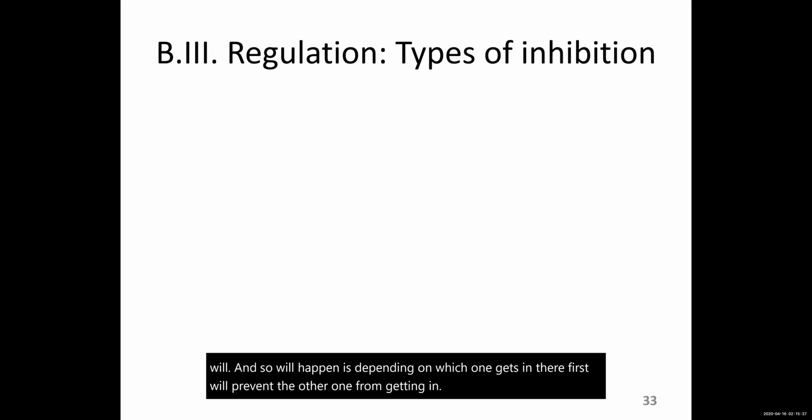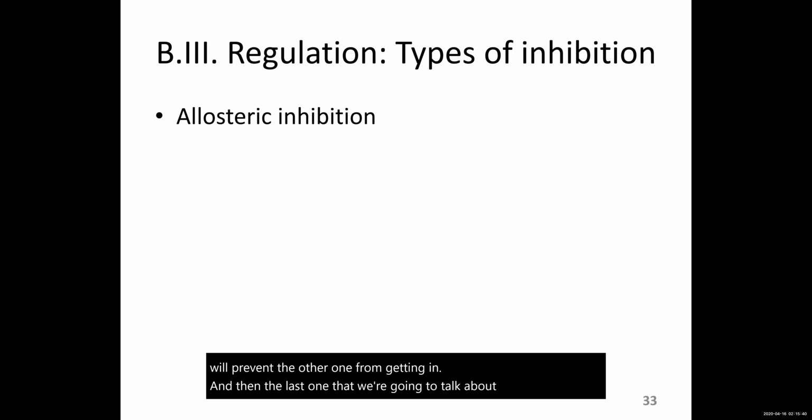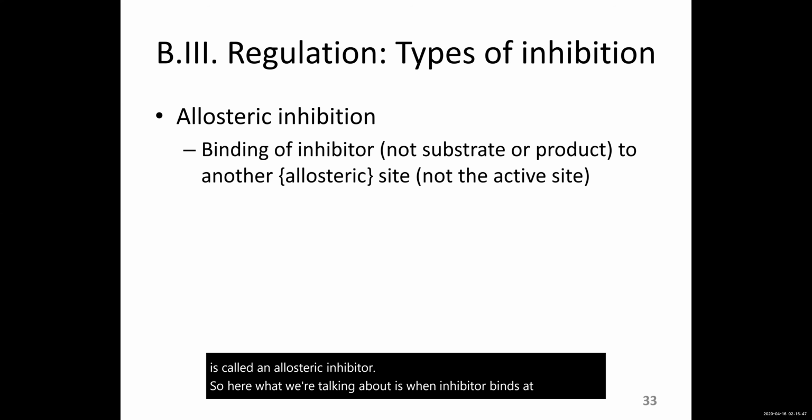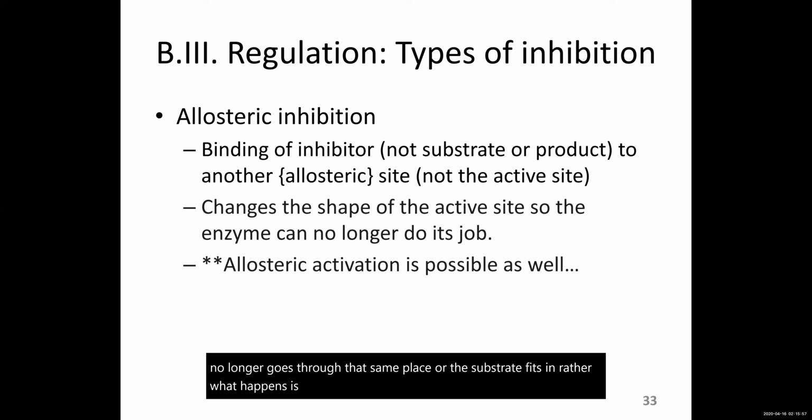And then the last one that we're going to talk about, with its subset, is called an allosteric inhibitor. So here what we're talking about is when an inhibitor binds at a different location than the active site. So it no longer goes for that pocket, it no longer goes for that same place where the substrate fits in. Rather, it'll bind at a different location, hence the term allos. And it changes the shape of the enzyme. And remember that all enzymes work by their three-dimensional structure. So if something comes in and changes its shape, it stops being able to do what it does.